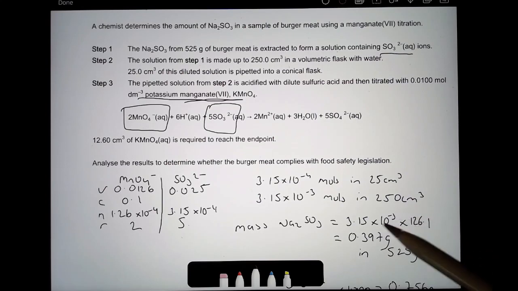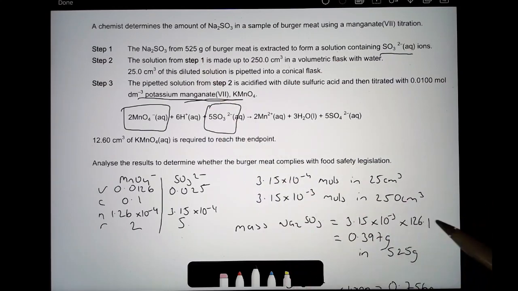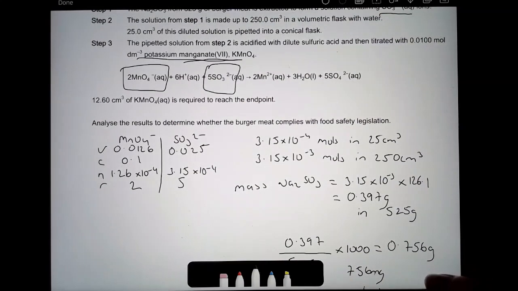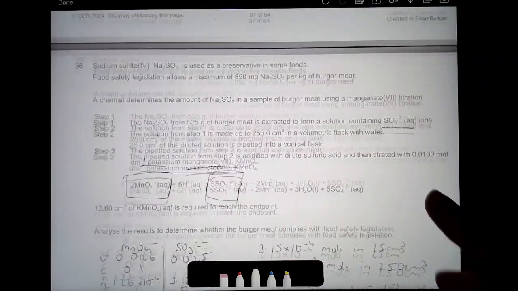Now they tell me that when I was making up that solution, I used 525 grams of burger meat. So when I know the mass in 250 centimeters cubed, I know the mass that I got from 525 grams of burger meat. But you're asked if it's safe. They tell you it's okay to have 850 per kilo.